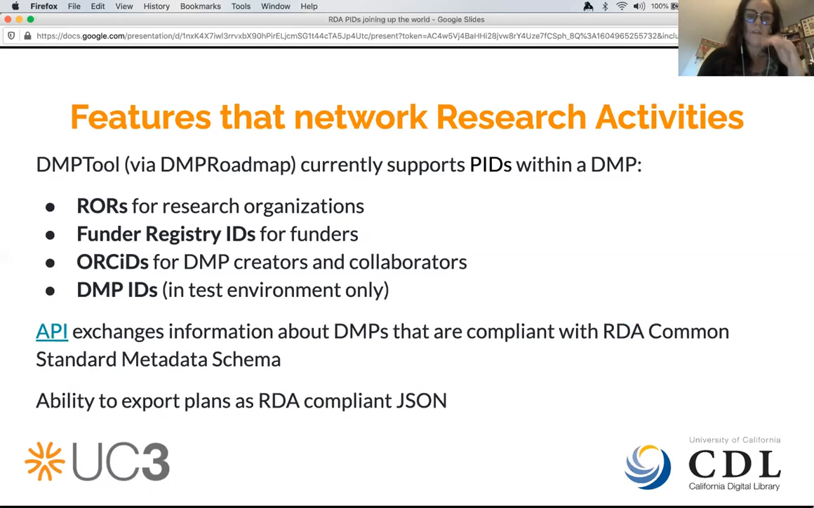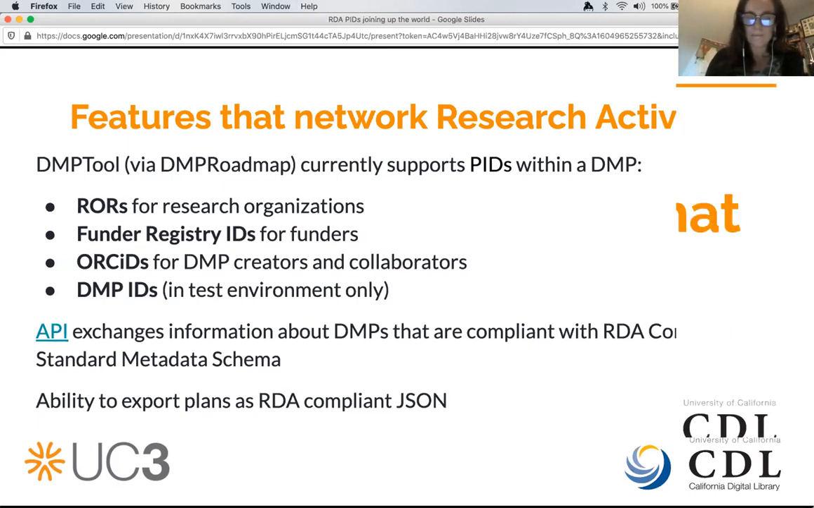So we've implemented a few features recently that support this work, primarily around identifiers. We're definitely going to be adding RRIDs soon, but we've already added RORs, funder registry, ORCID, and that DMP ID. We also have a new API that's compliant with that RDA common standard metadata schema.